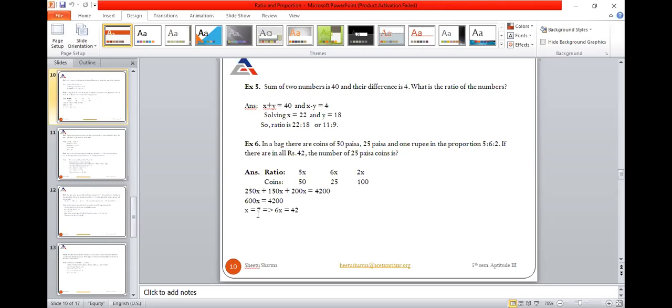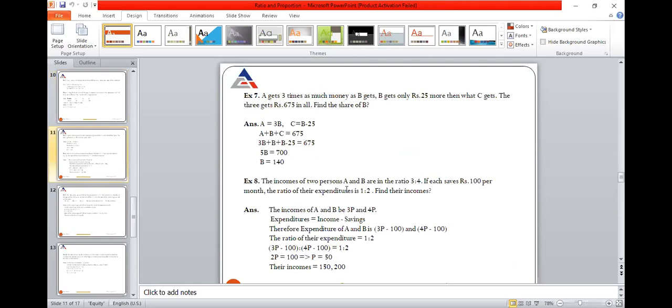At the end, we had to find the number of 25 paisa coins. Now see, 25 paisa coins, how much coins were there? The ratio for 25 paisa coins was 6x. So 6x, substitute the value of x in 6x, we will get 6 into 7 equals to 42. It means that we have 42 coins of 25 paisa. Okay? So you have to solve these types of questions in such a way.